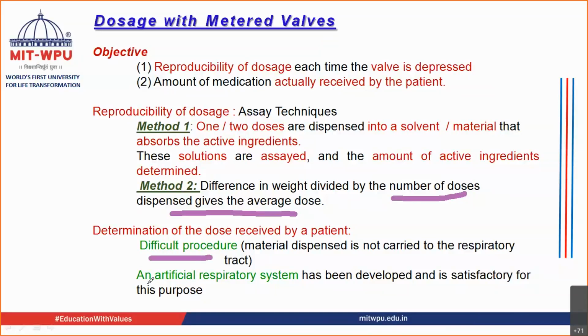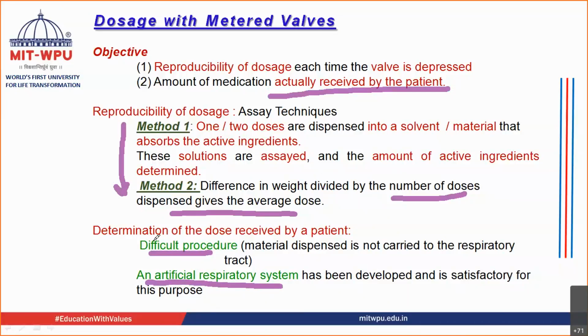So what we do is we have an artificial respiratory system. An artificial respiratory system is developed for this purpose, and we find out how much material is actually received by the patient. Whether the material is going to the lungs of the patient or not is decided by your artificial respiratory system. As I said, it is difficult, because whether the material dispensed is carried to the respiratory tract or not is not decided by these two methods. So you carry it out with your artificial respiratory system. These are the tests that you carry out with your metered valves.